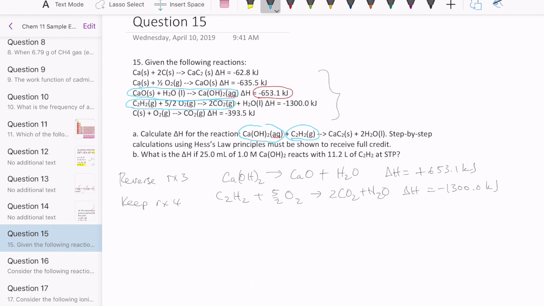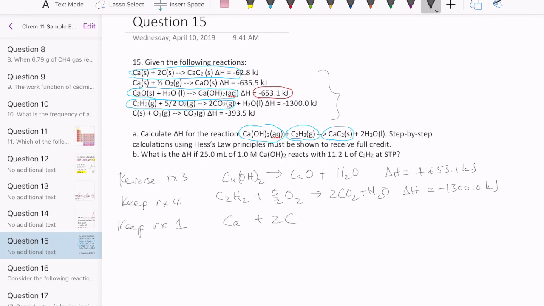The next species in my target reaction is CaC2, and that one shows up only in reaction 1. It's already in the product, so I'm just going to keep reaction 1 as is. So Ca plus 2 C goes to CaC2. Delta H remains the same, negative 62.8 kilojoules. So we see that our last species is H2O. H2O is already part of the other two reactions that we used, so we're not going to be able to do anything with the H2O at this point.